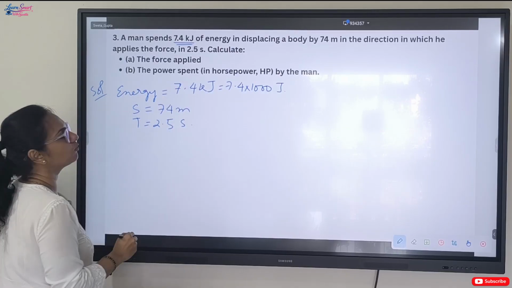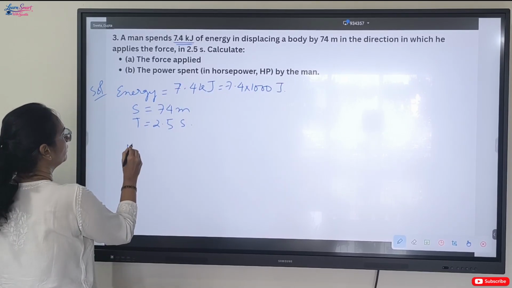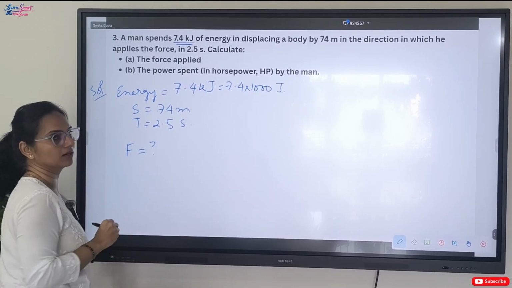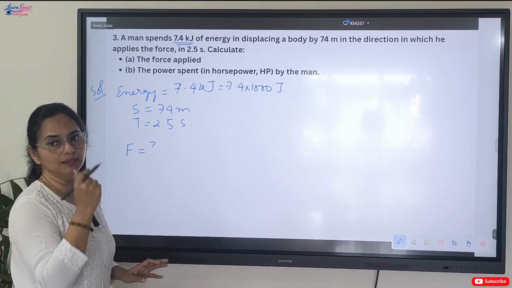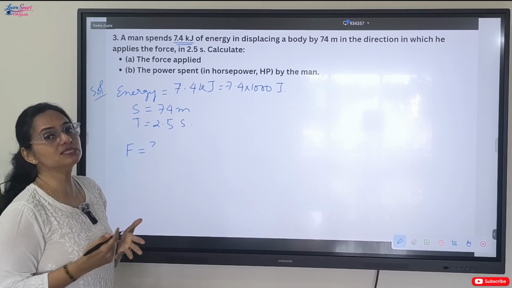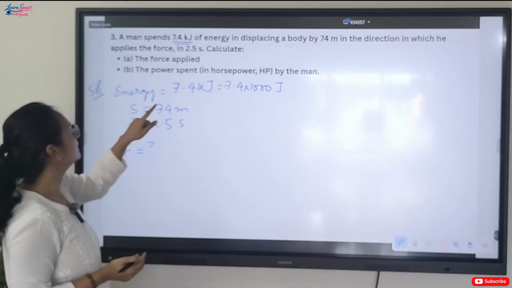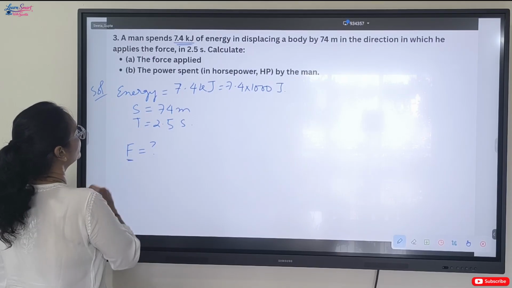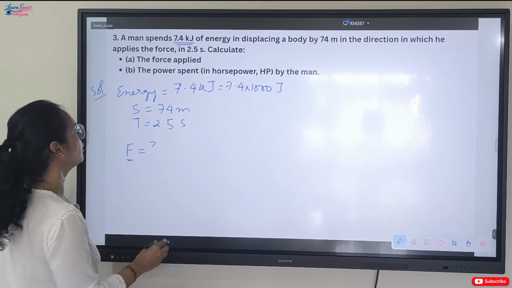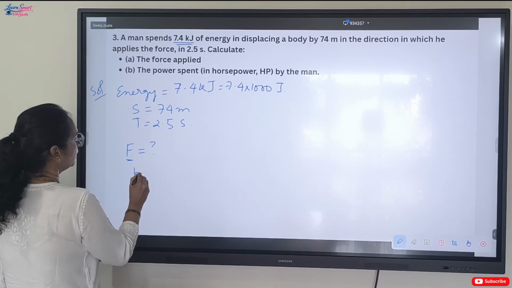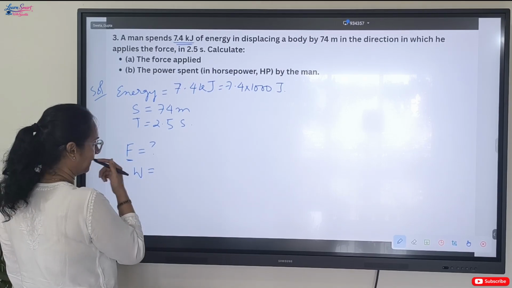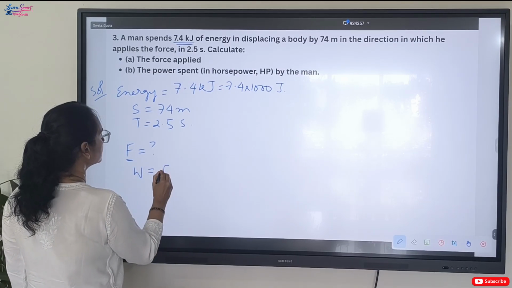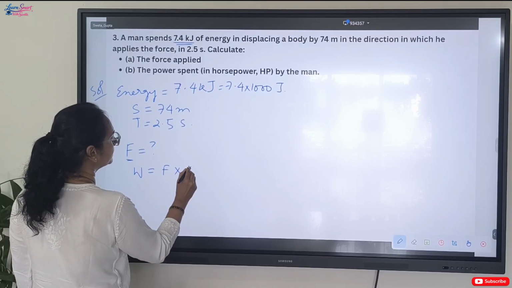We have to calculate the force applied. Force is question mark. How do we do? So simple. Energy means work done. So this is work done, this is displacement, this is time. And they have asked us to calculate force. So we will use the formula. Work done is equal to force into displacement.